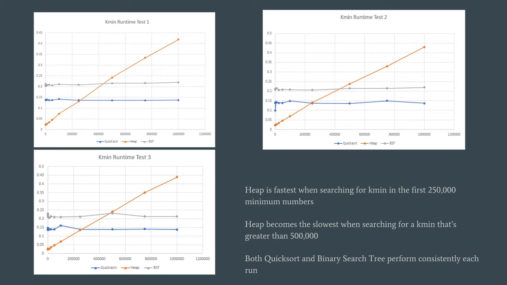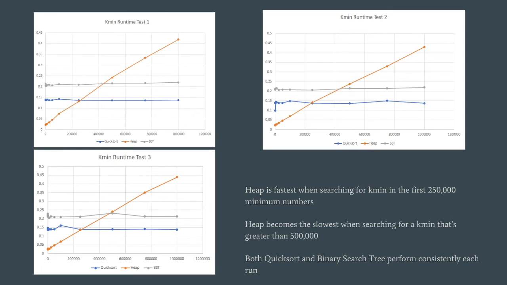We can conclude our analysis by saying that in cases where we will be searching for k of 250,000 or less, the heap algorithm was the most optimal choice. When searching for k values of 250,000 or more, quicksort performed the best. This is because the time it took to sort all of the numbers and extract the kmin in constant time outperformed the time it took to build the 2 other structures and perform the various methods of extraction.